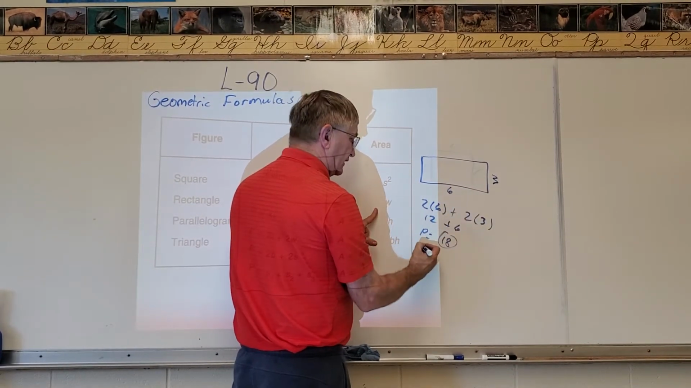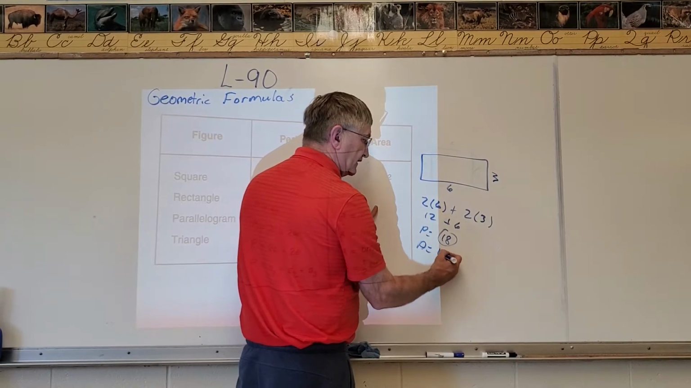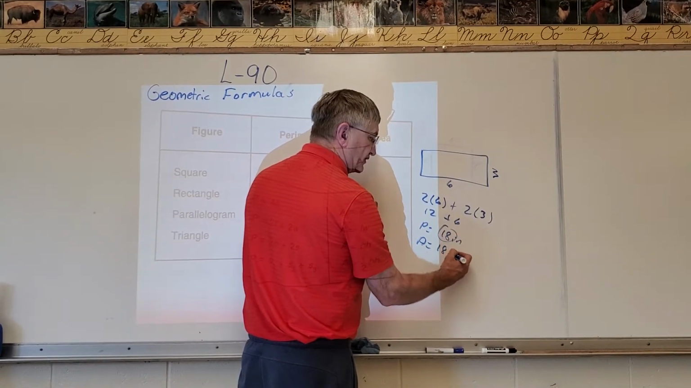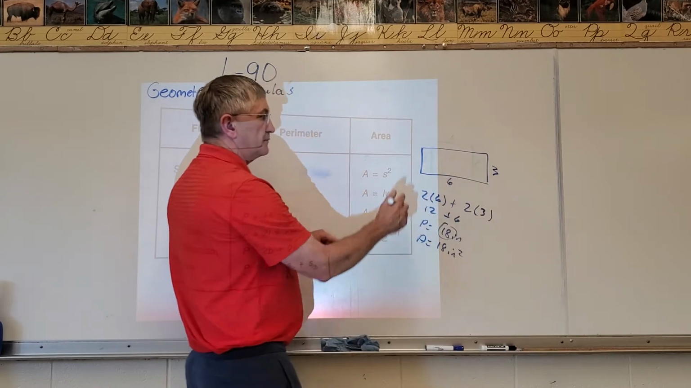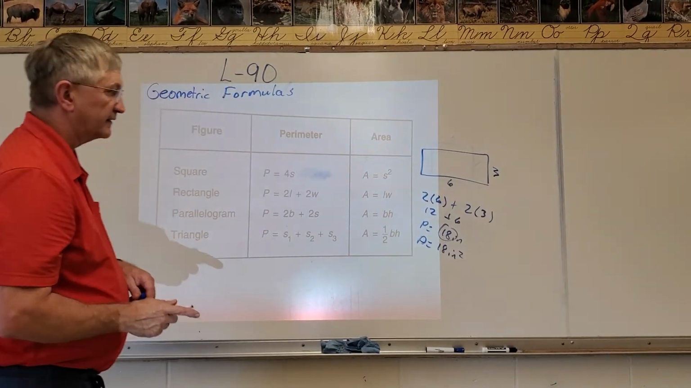So 6 times 3 equals 18, and let's just call it inches. If this was inches, it'd be inches squared, because of the number of squares that I can put inside there.